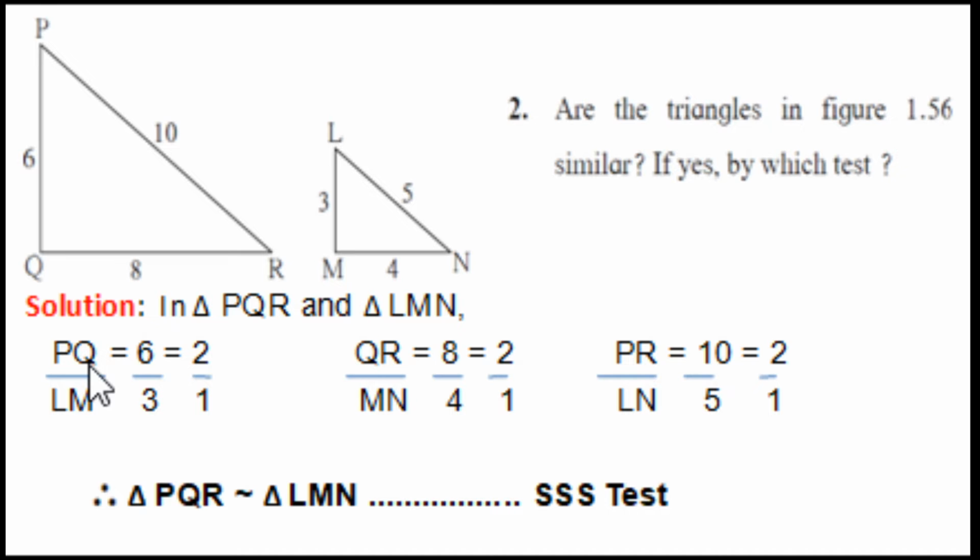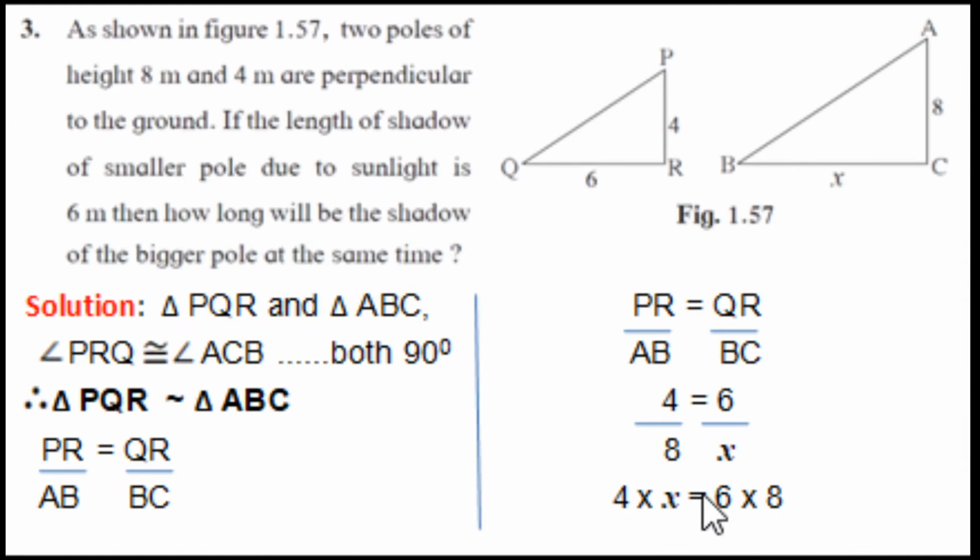Therefore the ratio of the sides is equal, 2:1, 2:1, 2:1. Therefore triangle PQR is similar to triangle LMN by the SSS test, that is the side test. Next, question number 3 is given.